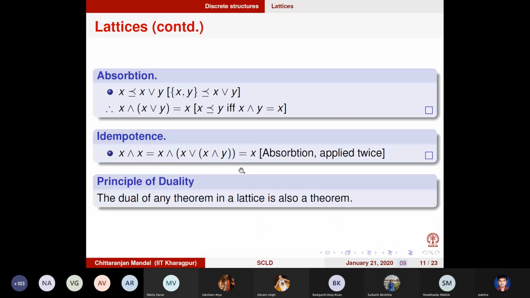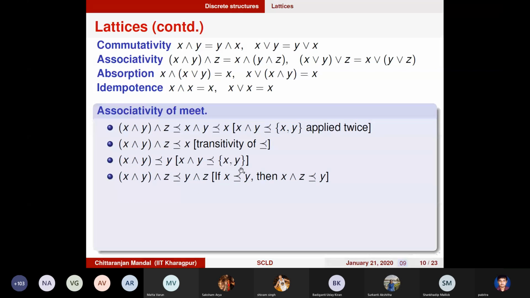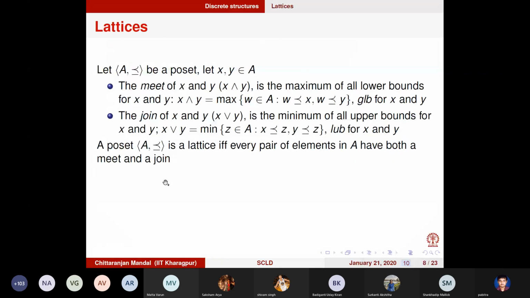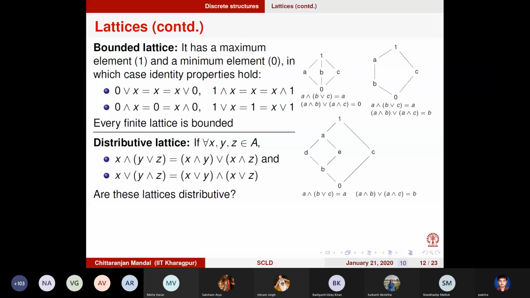Let's take another lattice. Let's take this power set with set containment, a cube kind of lattice. You see, this satisfies distributivity. You can verify it as an exercise. You take any three elements, the meet and join will distribute over each other. You can easily check that. So these cube kind of lattices are distributive lattices. If you take a ladder kind of lattice, they are also distributive. But this lattice is not distributive.